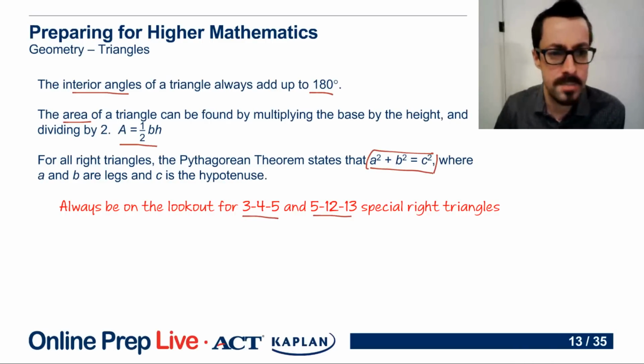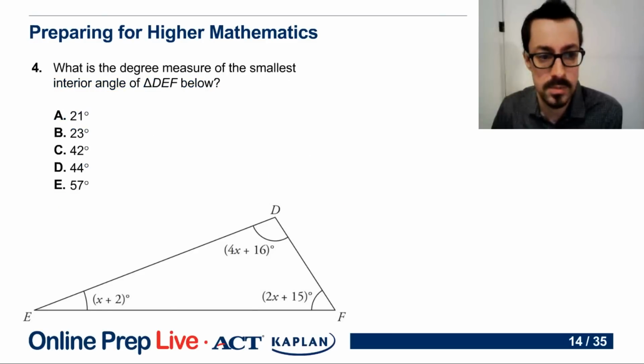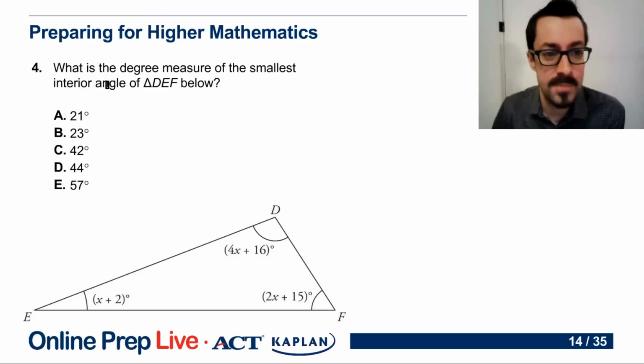And while you all are typing that in, I am going to go to our next problem here. And this is going to be a cool one. It's going to be about this first rule. So if you just memorize this first rule, you just have it stone cold in memory right here, then you can crush a problem in record time. Let's look at this problem. We're going to do this in way under a minute. It says, what is the degree measure of the smallest interior angle of triangle DEF below?